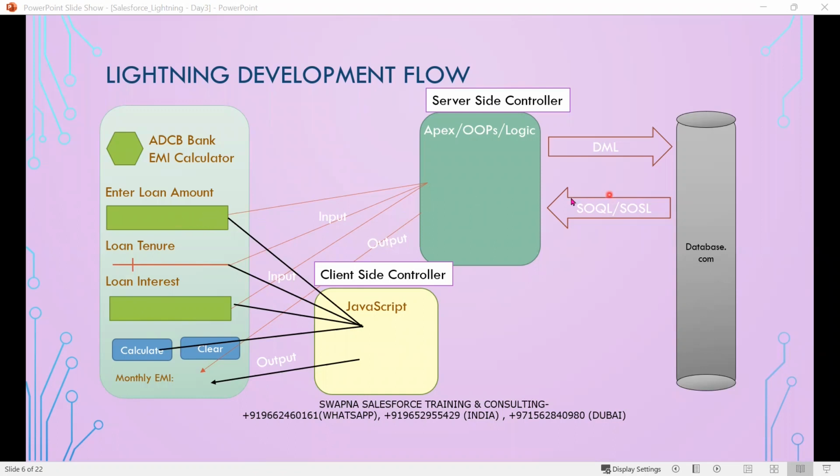Basically, it does not require any database connection because on the fly, they wanted to calculate and show the output. As soon as the user enters here and clicks on calculate, we can directly do the logic in client-side controller and provide the output here. That means on the fly, based on these three fields only, I need to provide the output. For this, I need not call the server-side controller. We can implement using the client-side controller, whereas in Classic, we cannot do.